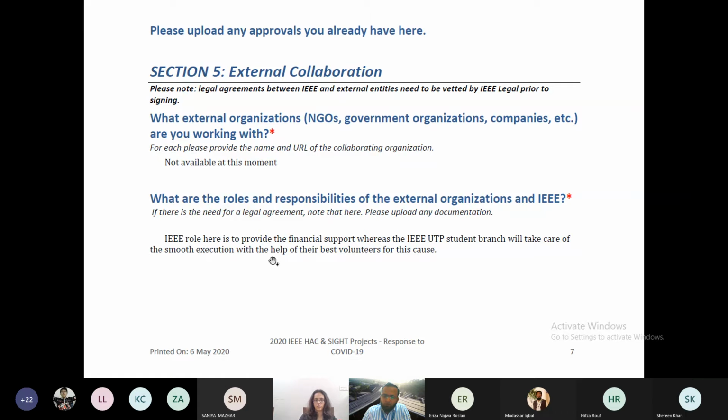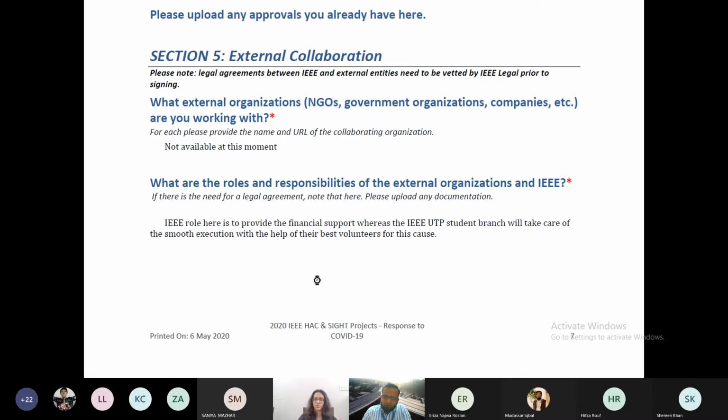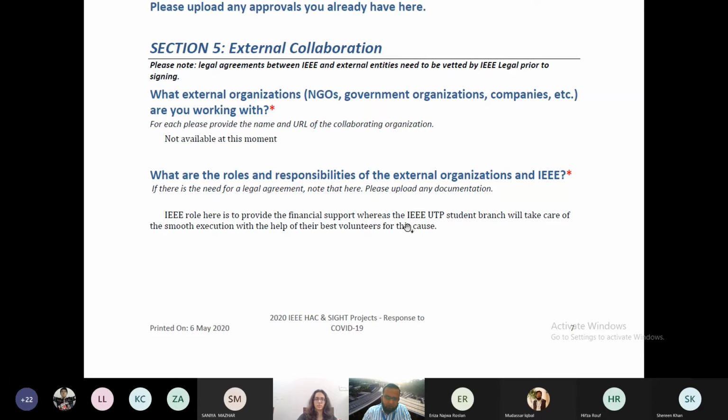What are the roles and responsibilities? Over here you define the role of IEEE. Let's suppose IEEE PNEC, what would be the role? And what would be the role of IEEE, and what would be the role of the section, you just mention over there. The IEEE role here is to provide the financial support. I'm asking IEEE HAC to give me the financial support. And I'm quoting that the IEEE-UTP student branch will only take care of smooth execution. It will facilitate me to get the best volunteers for this cause.